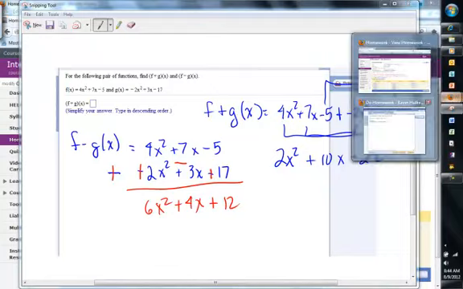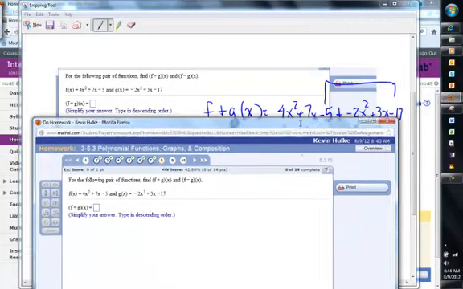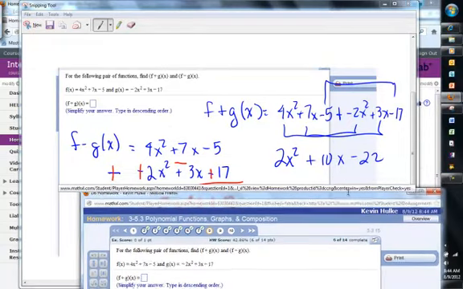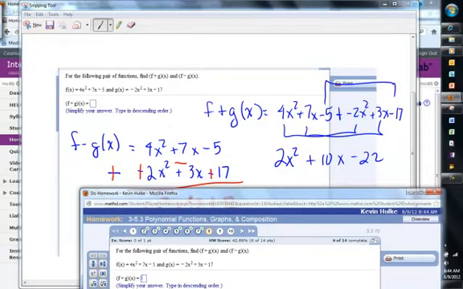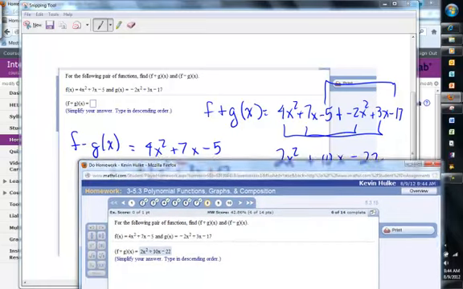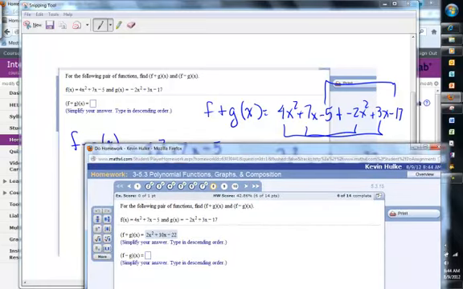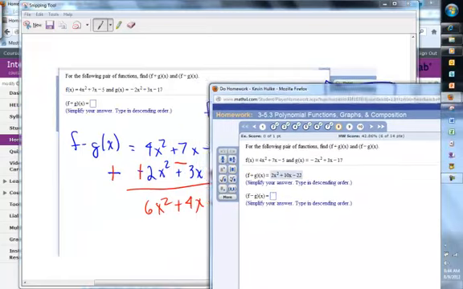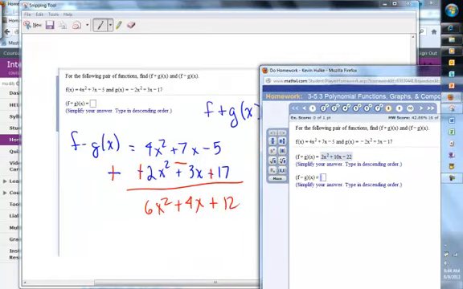Now we can write down our two answers. F plus g of x is 2x squared plus 10x minus 22, and f minus g of x is 6x squared plus 4x plus 12.